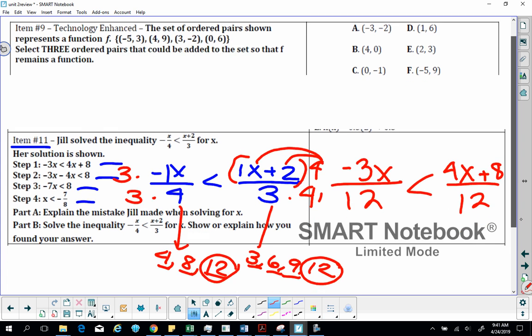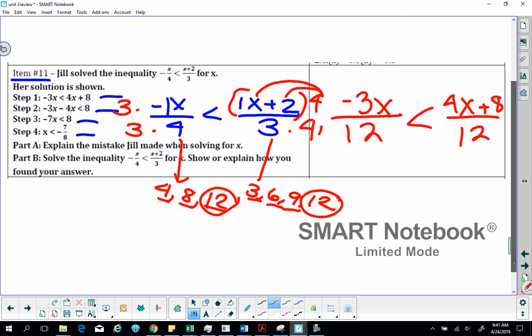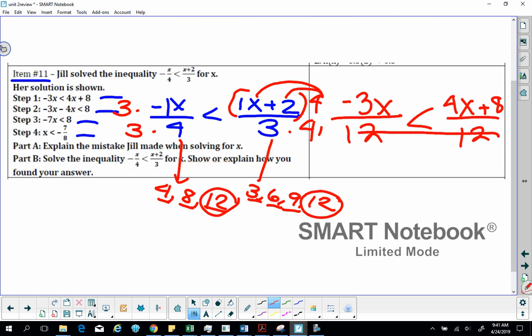Now, do I need the denominators when they're the same? Nope, I can cross them out. And so this is the answer I should have gotten. Negative 3x is less than 4x plus 8. Did everyone get that? Is that correct? That's step 1. This is step 1 correct. Y'all, I know we're quiet and it's after milestones, but you've got to give me something. You gotta let me work on something here. So when you do that, that ends up equaling this.